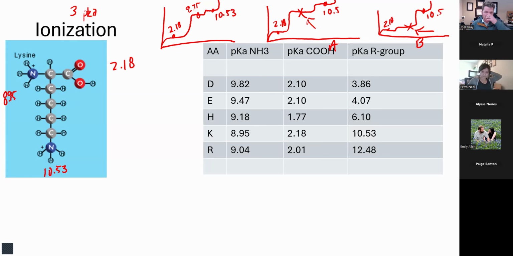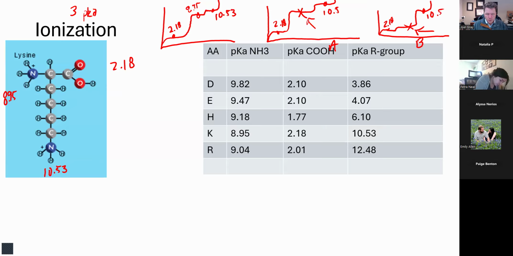So that's one thing that I want you to be able to do whenever you see a titration curve. I'm not just looking for three regions on a titration curve. I want to know, are they approximately, or are they close in proximity to one another?